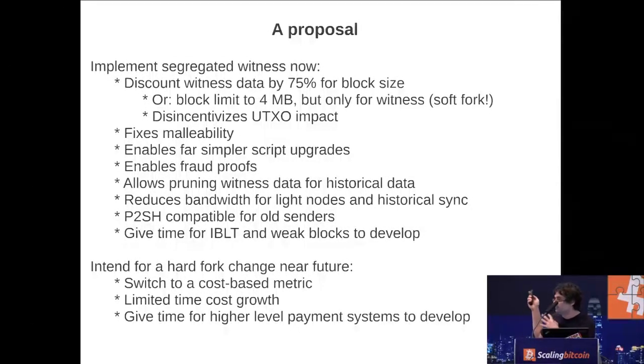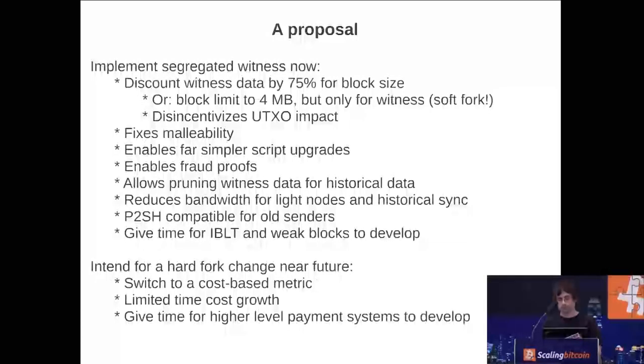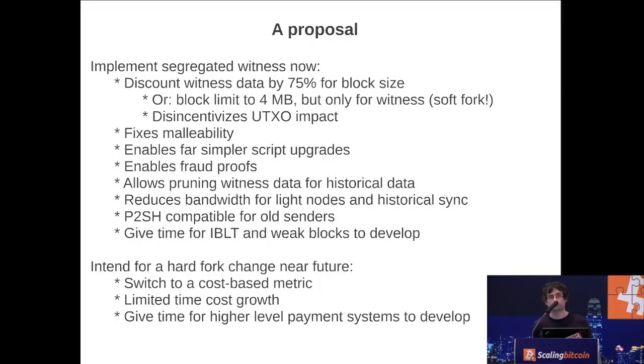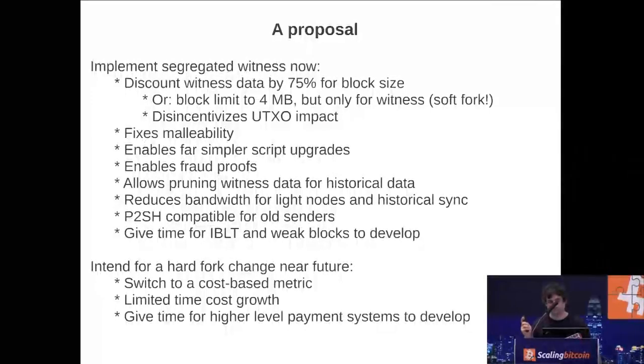And this step is intended to give time for IBLT and weak blocks to develop. So we can see that these relay improvement technologies can fix the other part of the problem. When that is done, we intend to do a hard fork somewhere in the near future that switches to a cost-based metric, which Jonas will talk about this afternoon, I think, with a limited cost growth for a short time. And this is with the intention to give time for high-level payment solutions to develop, and hopefully we end up in a future where there is less demand for getting everything onto the chain.